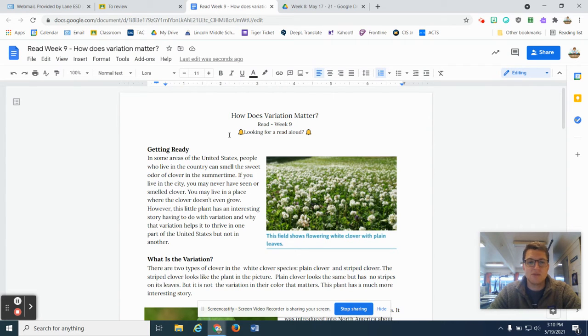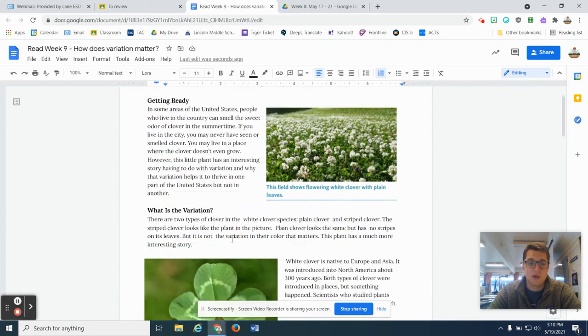How does variation matter? Getting ready. In some areas of the United States, people who live in the country can smell the sweet odor of clover in the summertime. If you live in the city, you may never have seen or smelled clover. You may live in a place where clover doesn't even grow. However, this little plant has an interesting story having to do with variation and why variation helps it to thrive in one part of the United States but not another.